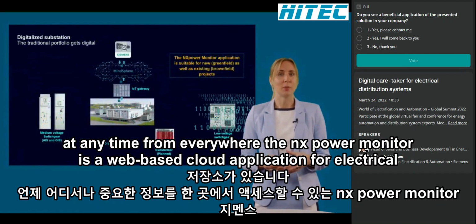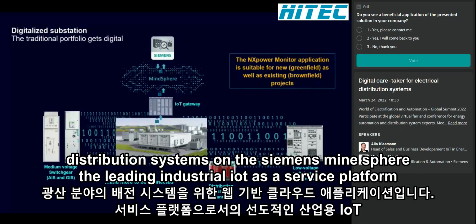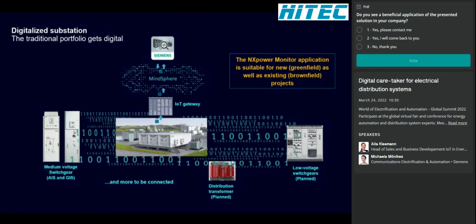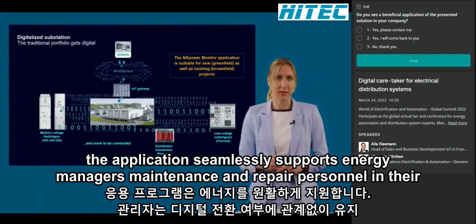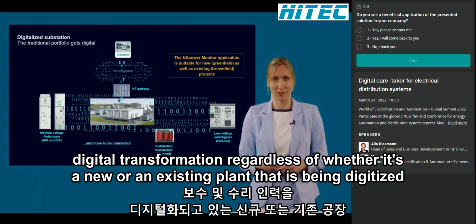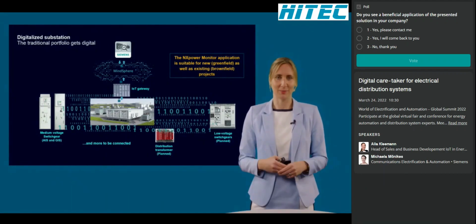The Nxpower Monitor is a web-based cloud application for electrical distribution systems on the Siemens MindSphere, the leading industrial IoT as a service platform. The application seamlessly supports energy managers, maintenance and repair personnel in their digital transformation, regardless of whether it's a new or an existing plant that is being digitized.